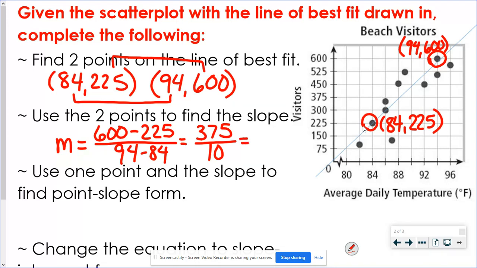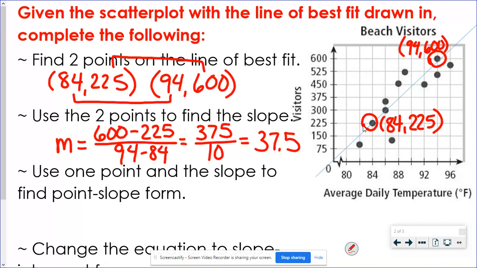So this could just be 37.5, which is going to be my decimal for my slope. Now, I'm going to pick one of those 2 points with the slope, and I'm going to write point slope form. Okay, that's where we have y minus y sub 1 equals m, then in parentheses x minus x sub 1. I don't care which one you pick.